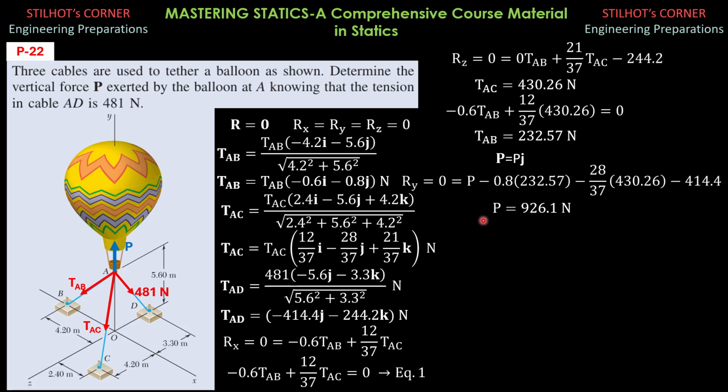So P in vector form is positive 926.1 J newtons. So the answer is this, or you may have magnitude of P 926.1 newtons, and you label the direction upward. So that's it for this entire part 9.